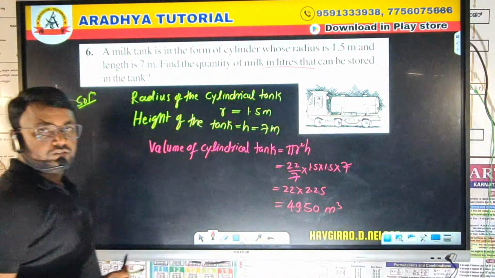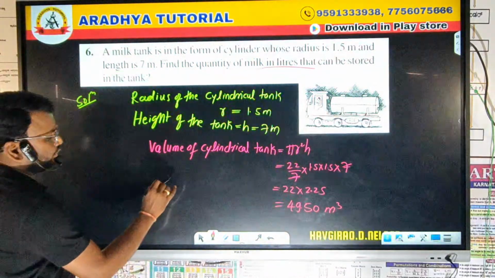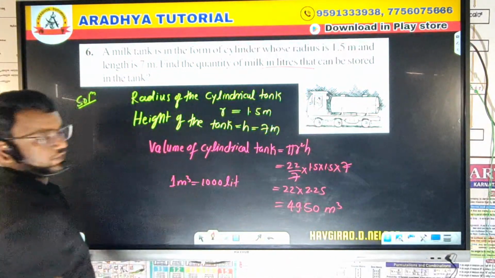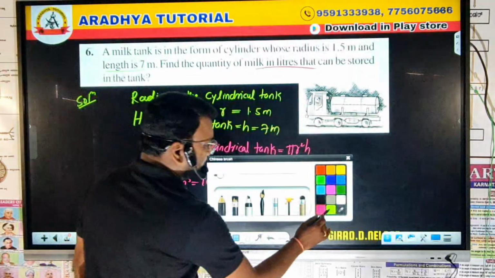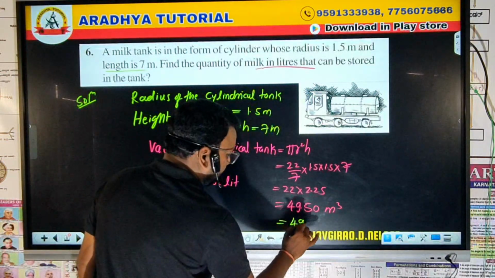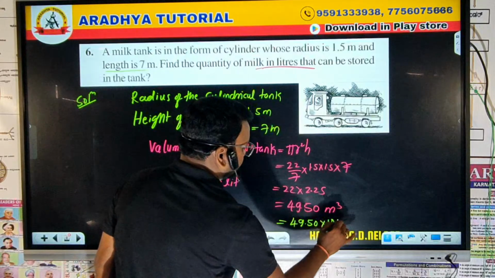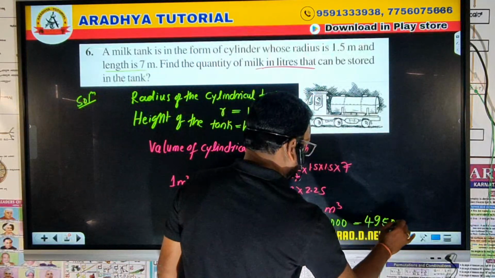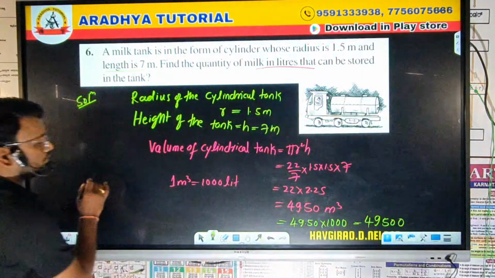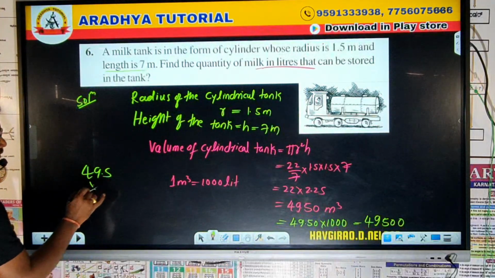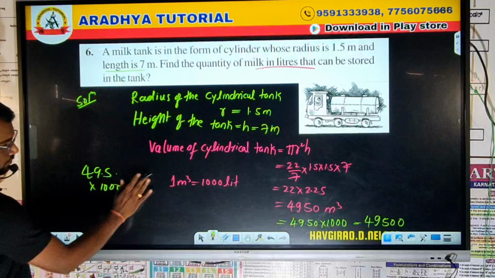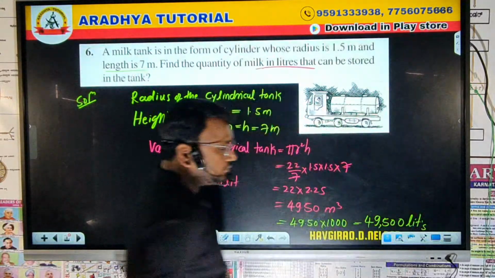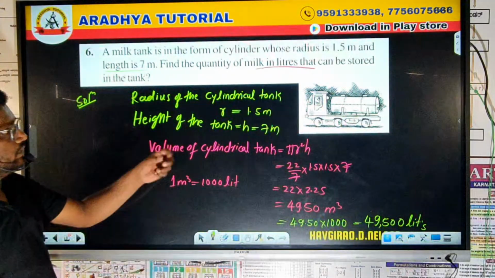But we want to find the liters. Milk is in liters. 1 meter cube is equal to 1000 liters. That's why if you multiply here, then we get the answer in liters. 49.50 into 1000 is equal to 49500. Multiply here 49.5 into 1000. That is correct, 49,500 liters. 49,500 liters is the answer.